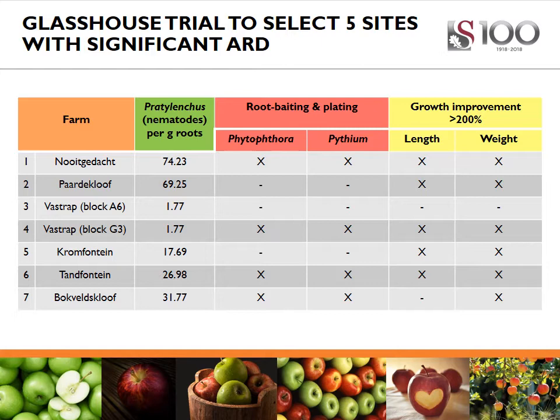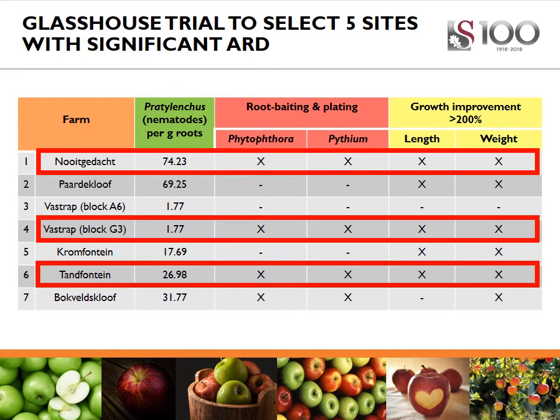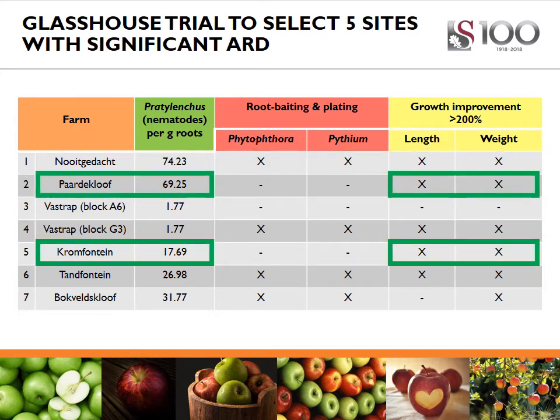We planted apple seedlings in the collected untreated orchard soil and pasteurized soil. The increase in seedling weight and length for each treatment was determined over a 3 to 4 month period. The trial sites selected are those that showed infections of all 3 ARD causative agents and had a growth improvement of higher than 200%, which were identified as Nooit Gedacht, Vastra Block G3 and Tandfontein. We also selected Paardekloof and Kromfontein for the trial because they showed a high growth improvement in the seedlings and they had Pratylenchus infections of the roots.